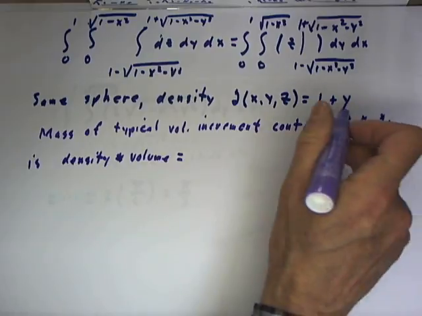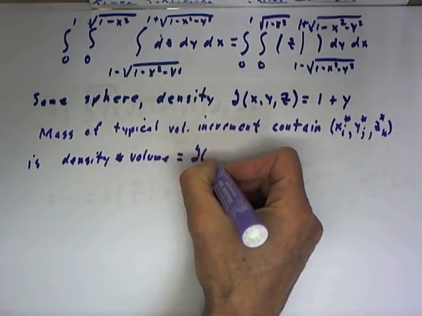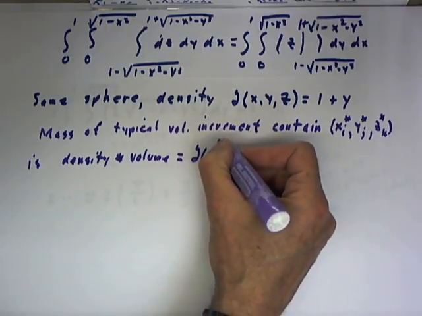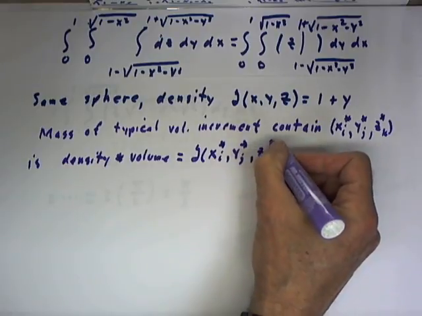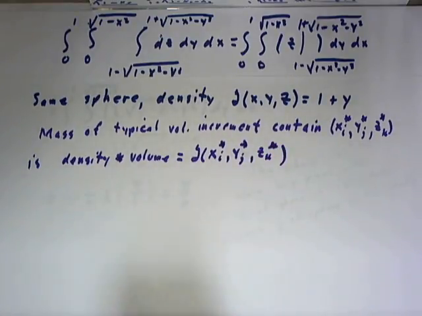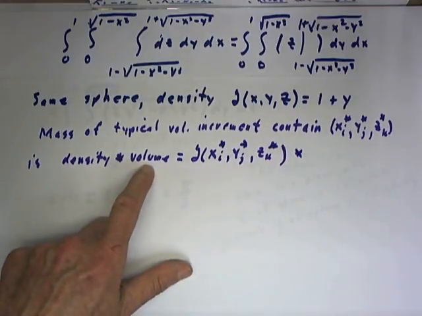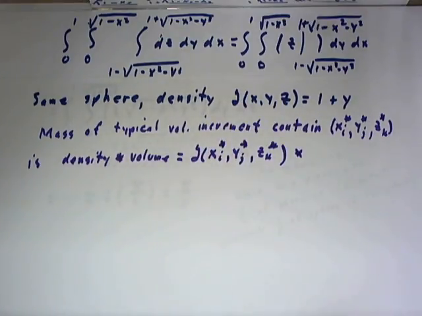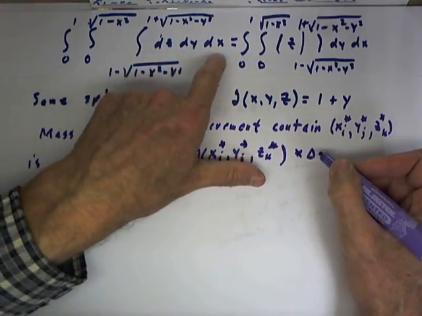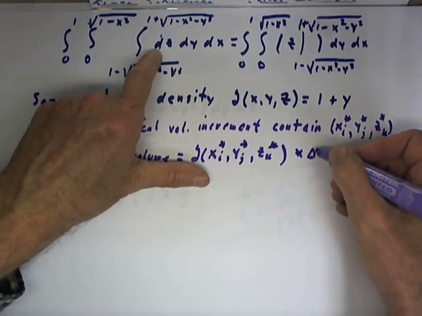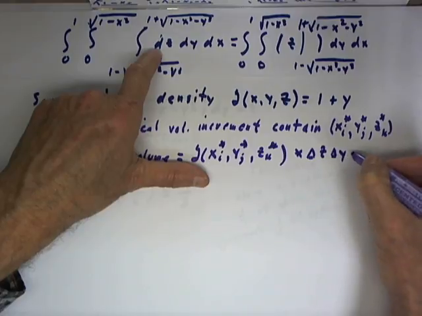equals what? The density will be evaluated at our sample point, xi star, yj star, zk star, and the volume will simply be delta x by delta y by delta z. And following the order in which the increments appear in the integral, we'll go ahead and say this is delta z, delta y, delta x.